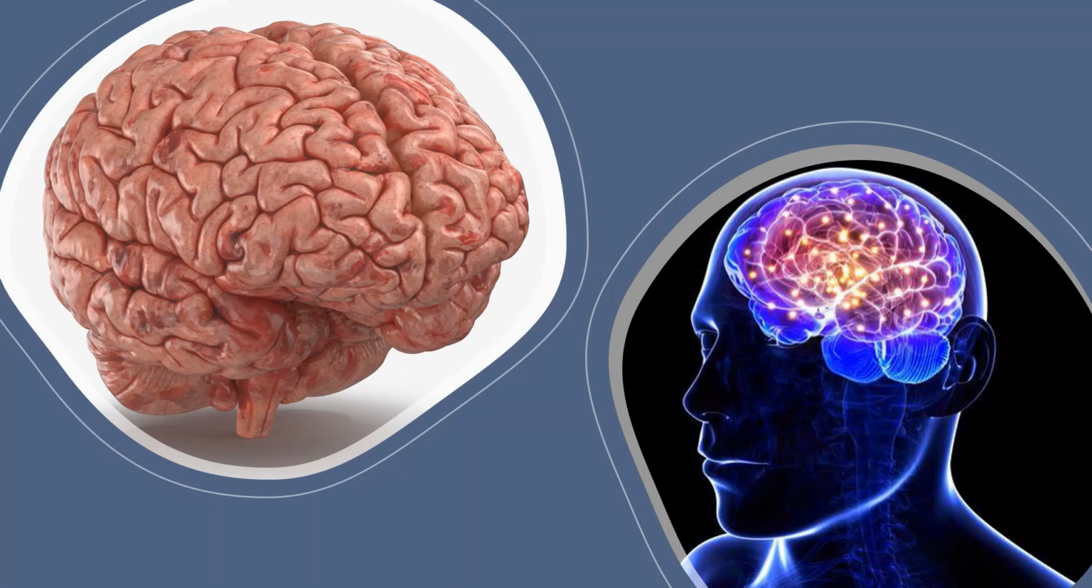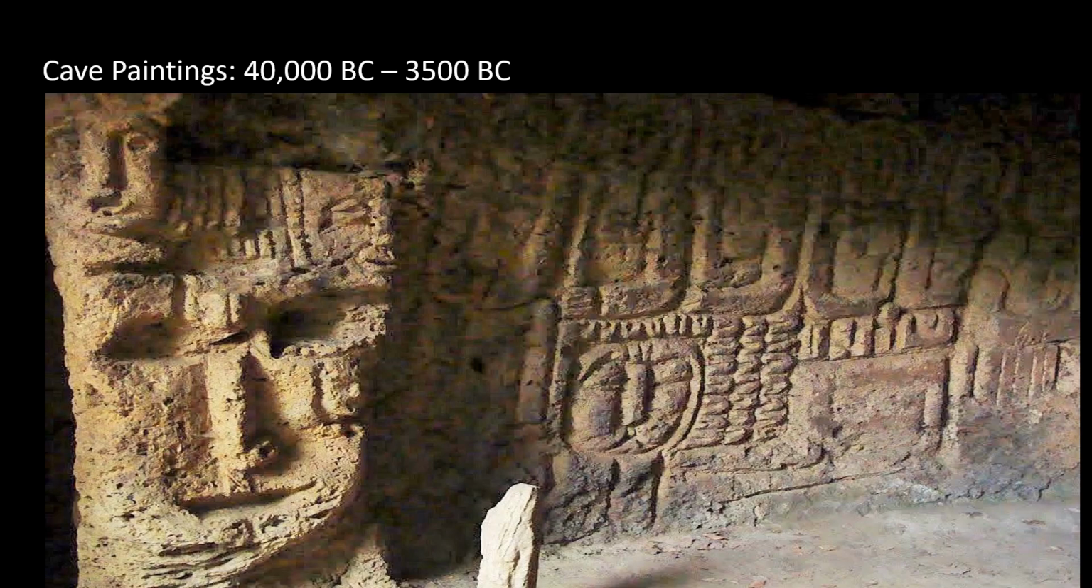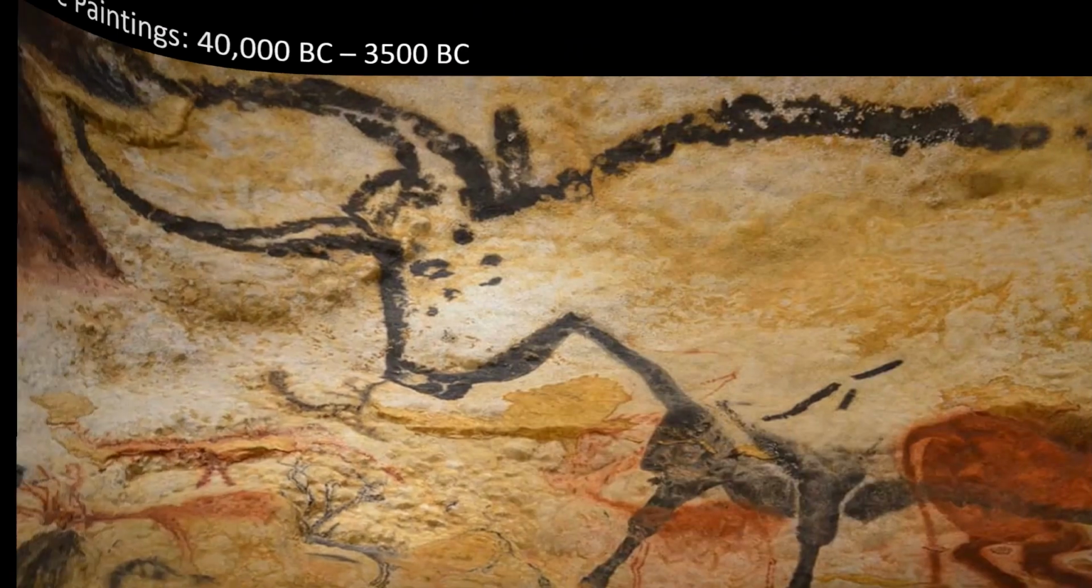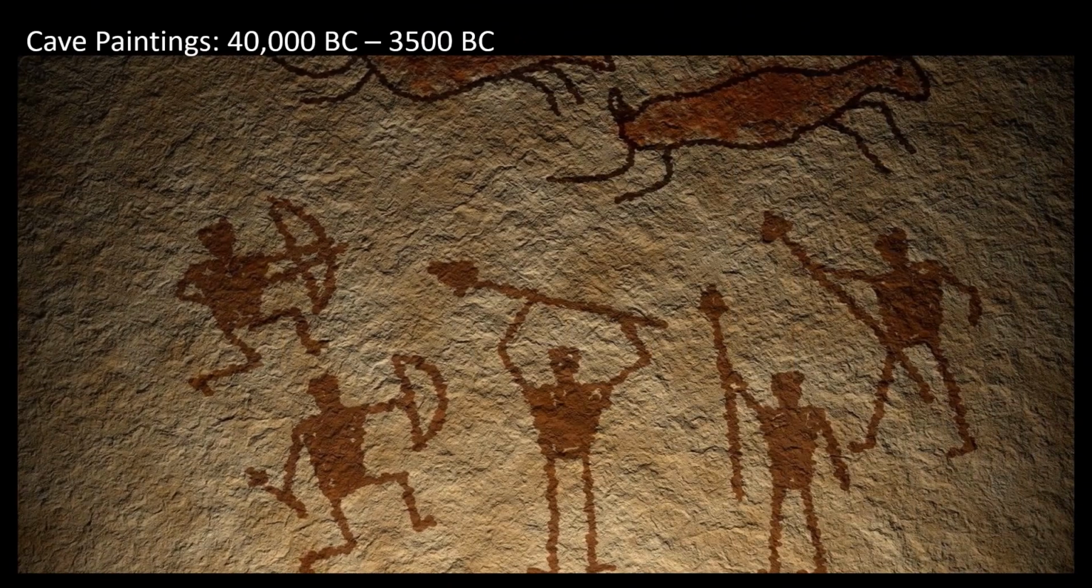Today, this video is about the history and evolution of the data storage tools and devices. In the prehistoric times, our ancestors started storing data and information in carvings and paintings on the walls and on the rocks. Cave painting was famous between 40,000 BC to 3500 BC.